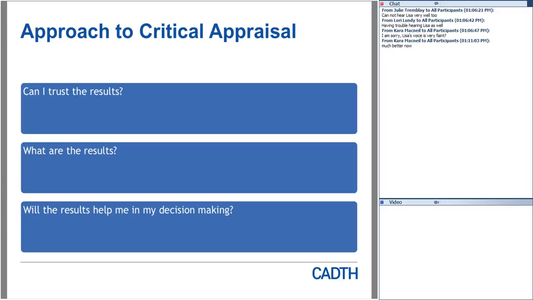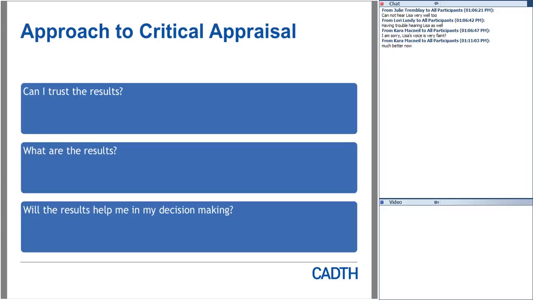If you can trust a study, you then ask yourself, what are the results? Because if you can't trust the study, you might as well toss it away. Why read further? So what are the results? There's where you'll find out how effective something is, how harmful something may be. And only then do you decide, will this actually help me in my decision making?